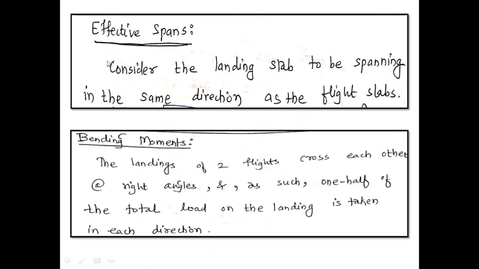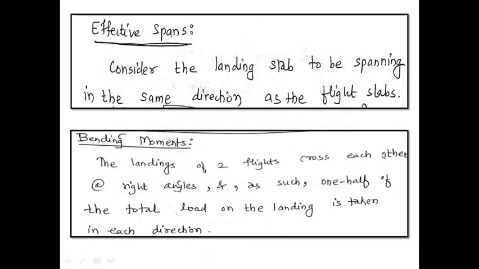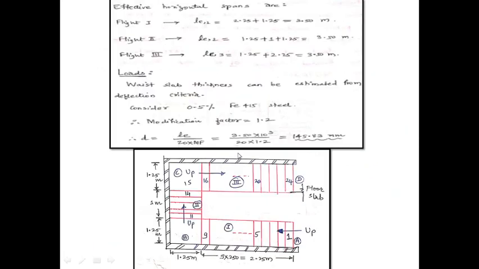now let us first see about effective spans. Consider the landing slab to be spanning in the same direction as the flight slabs. The landings of two flights cross each other at right angles, and as such 1/2 of the total load on the landing is taken in each direction. This we will see a little later, in some time.